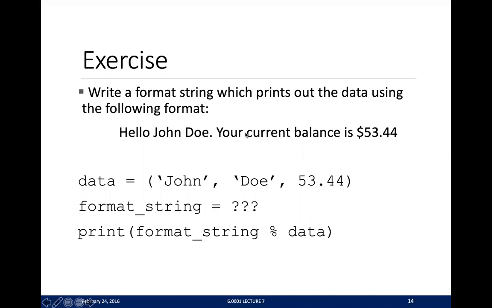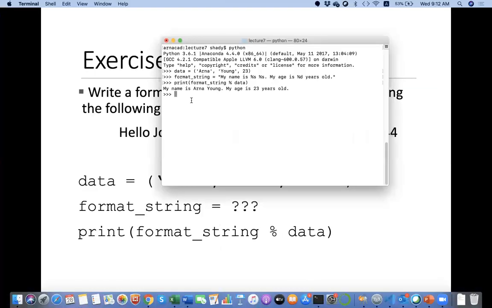We have two of them here. It's the same, in order. Look at it here: my name is percentage S, percentage S. This means I expect two strings. Here is what the data is: first element is a string, second element is a string. So if you put three percentage S, it means you're expecting three different strings. Really, each one is just a placeholder.